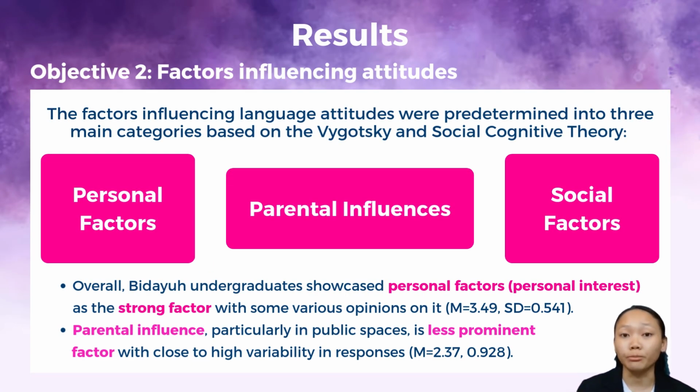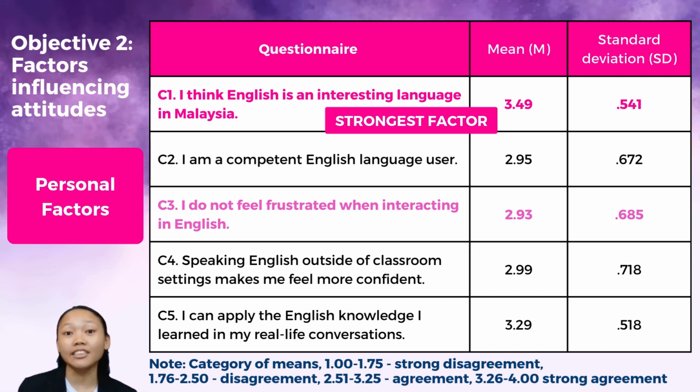Let's move on to Objective 2. The factors influencing language attitudes were predetermined into 3 categories, which were the personal factors, parental influences, and social factors. This is the result for personal factors.